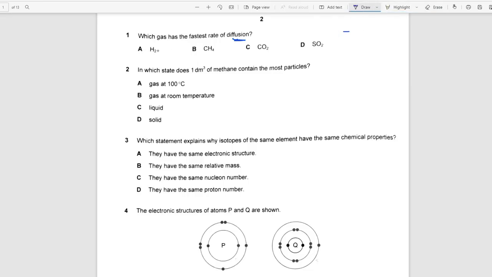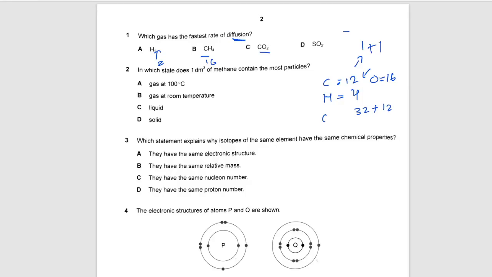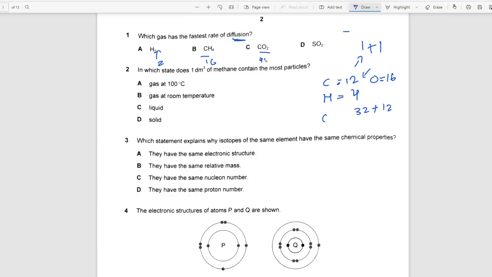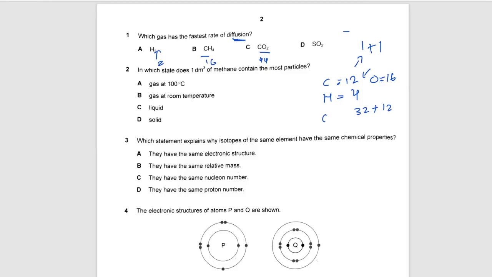If I calculate the mass for hydrogen, it will only be 2, which is 1 plus 1, because hydrogen has a mass of 1. For CH4, carbon has 12, isn't it? And hydrogen has 1, so 1 times 4 is 4, so this one will have 16. So this is already too heavy. For CO2, C has 12, O has 16, so it will be 32 plus 12. 32 plus 12, if I use my calculator, is 44. Okay, 44. So that again is already out, and I believe sulfur has 64.